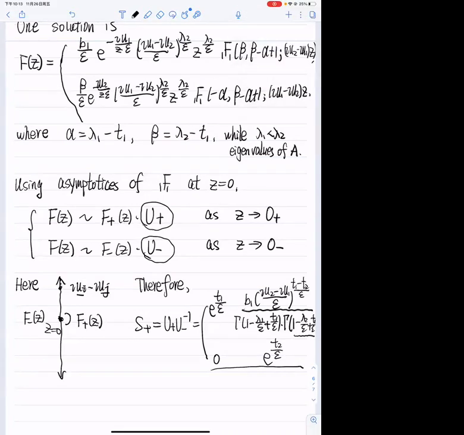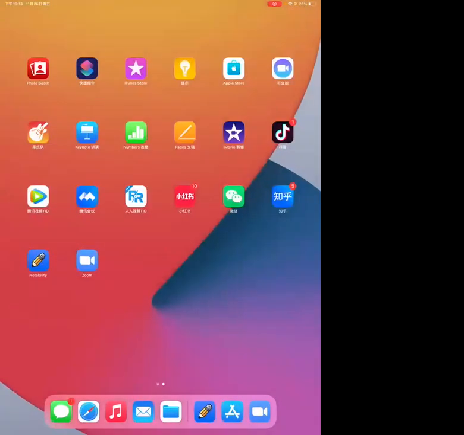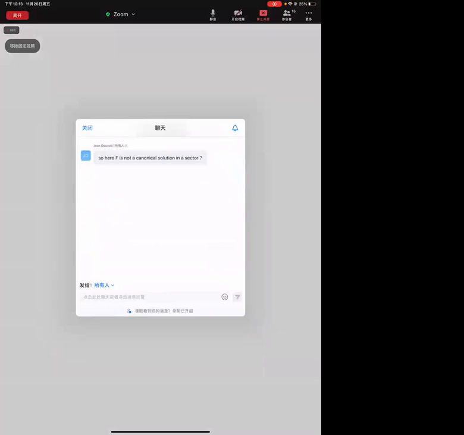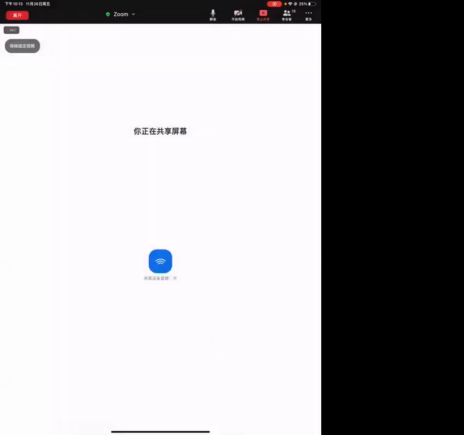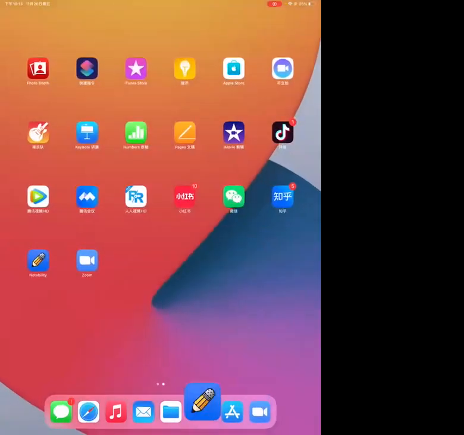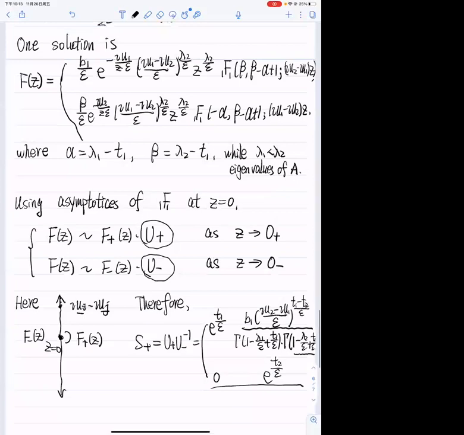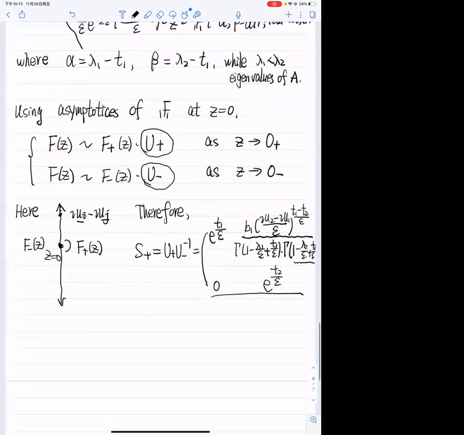I'm not used to this note. Let me switch to the chat. So the question is, your F is not a canonical solution. Oh yeah, I was wondering that, but I think I get it now. So F minus and F plus are the canonical ones. Yeah. But you started with F because that's the one that's natural to obtain. Exactly. It's a very good question.